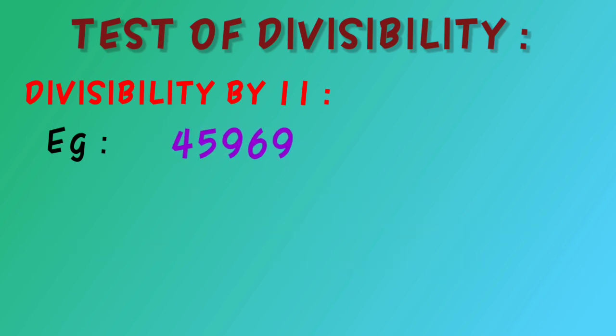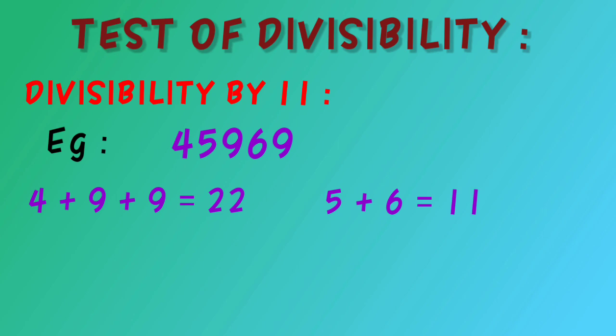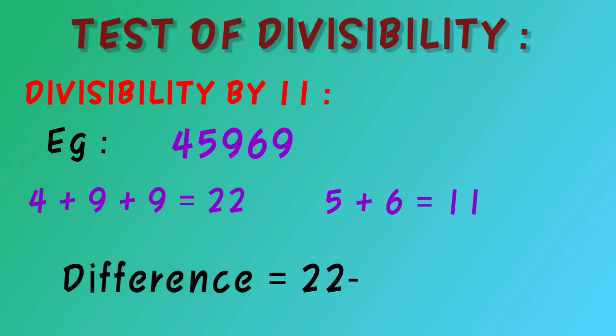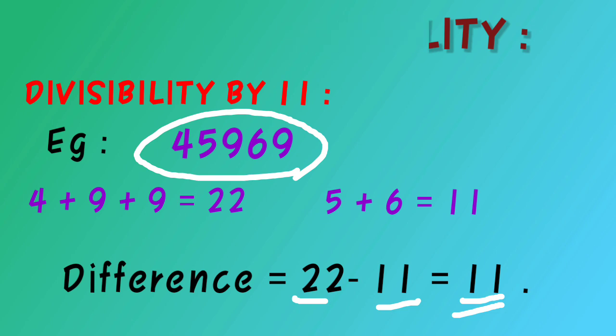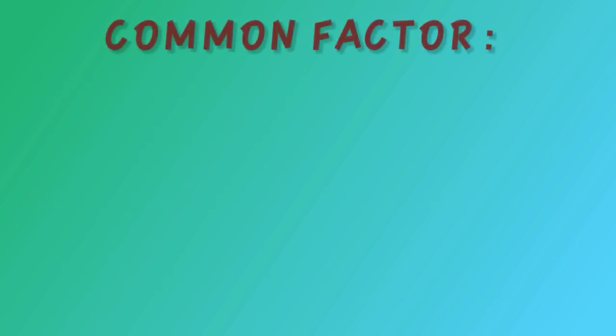Another example is 45969. Here, I'll add the alternate digits. 4 plus 9 plus 9 equals 22 and 5 plus 6 equals 11. The difference between the two sums is 11. 22 minus 11 is 11. So, the whole number is divisible by 11. This was all about tests of divisibility. Now, let's come to the next topic.